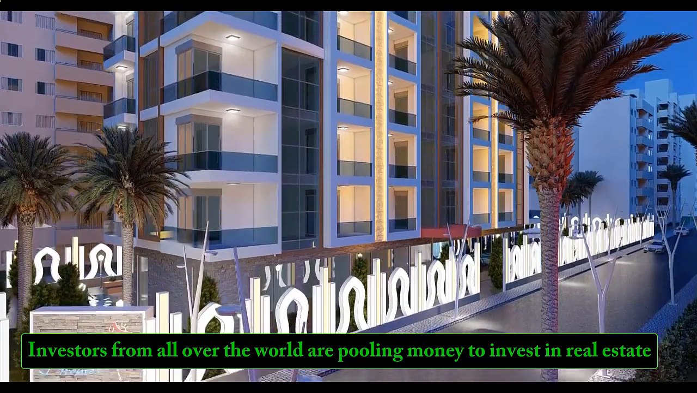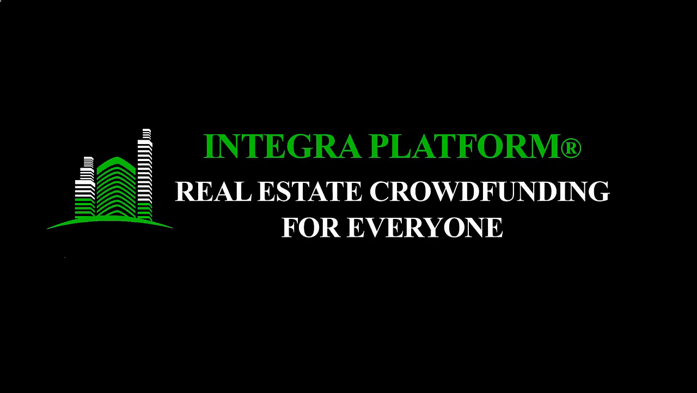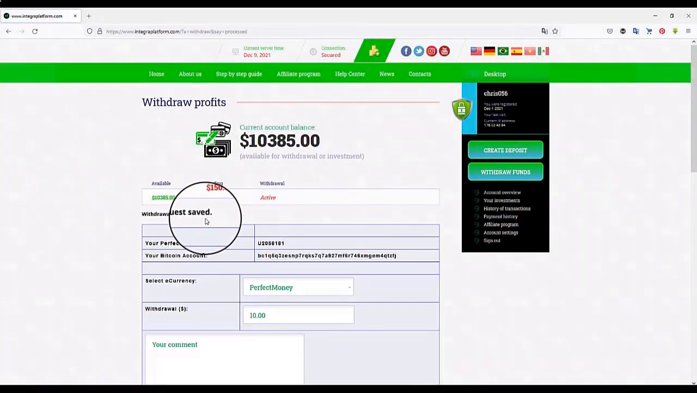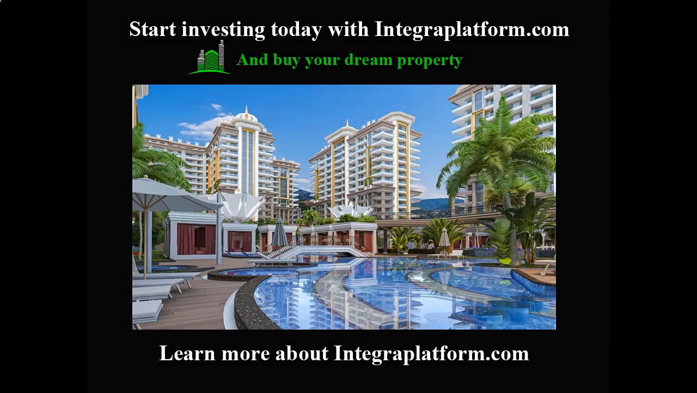Investors from all over the world are pooling money to invest in real estate. This metric here is an online crowdfunding real estate investing platform.